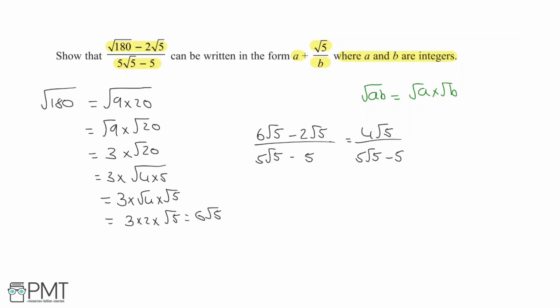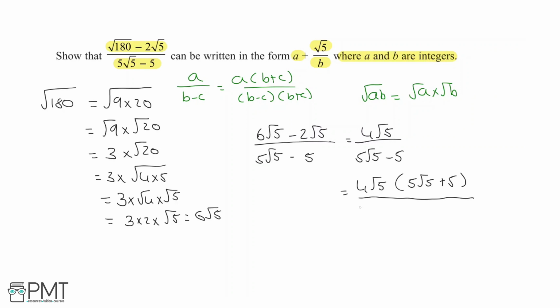Okay then. So what we can do from here is we need to rationalize the denominator. And what that means is, if we have a fraction in the form a over b minus c, this equals a times (b plus c) over (b minus c) times (b plus c). So this will equal 4 root 5 times (5 root 5 plus 5), all over (5 root 5 minus 5) times (5 root 5 plus 5).